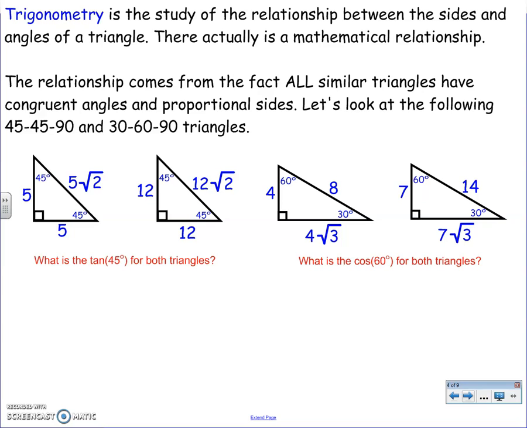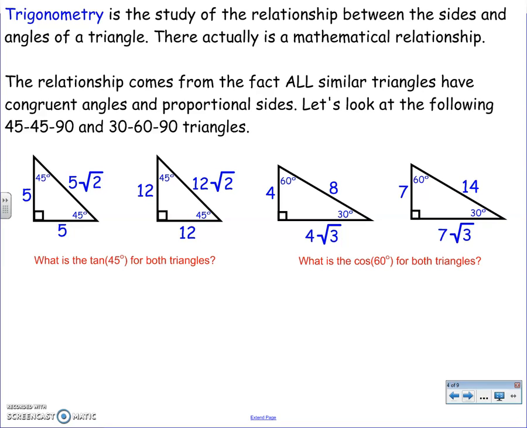All right, so trigonometry is a study of the relation between the sides and angles of a triangle. And again, I told you there's actually a mathematical relationship. The relationship comes from the fact that all similar triangles have congruent angles and proportional sides. Let's take a look at the following 45, 45, 90, and 30, 60, 90 right triangles.